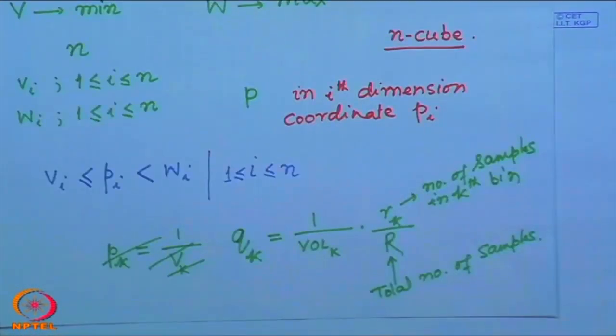Whether we are trying to estimate the probability density function in 1 dimension, 2 dimension, 3 dimension, or n dimension does not matter. The concept is this: I can use it in 5 dimension, I can use it in 10 dimension, I can also use it in 100 dimension, it does not matter. So, this is what we have discussed about the histogram based technique for probability density estimation.